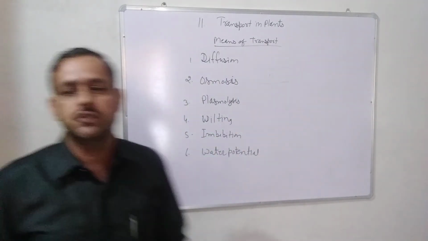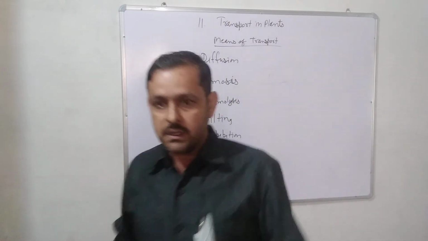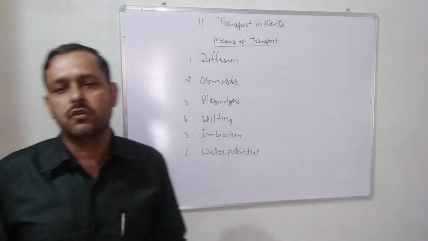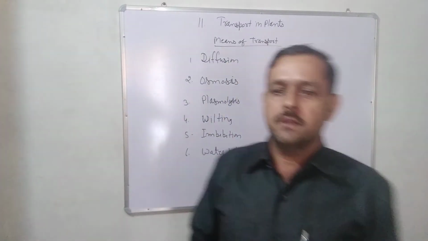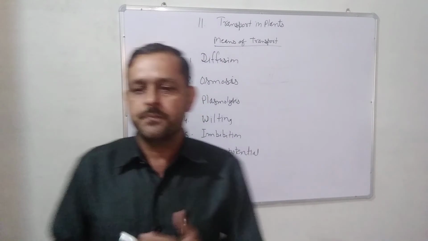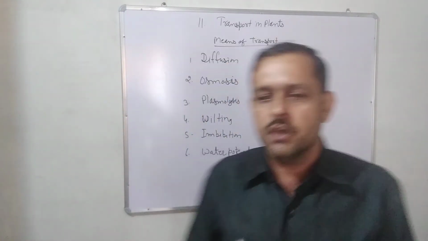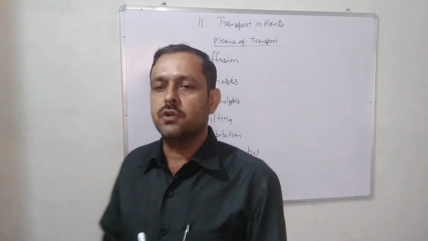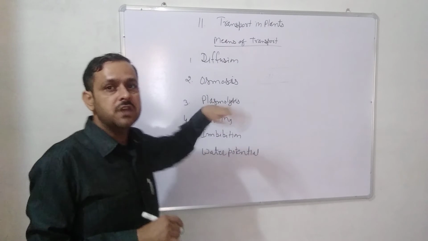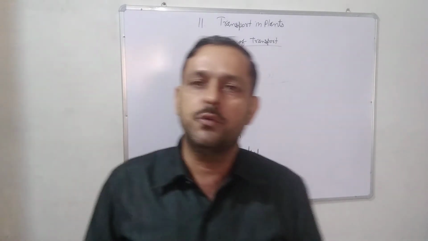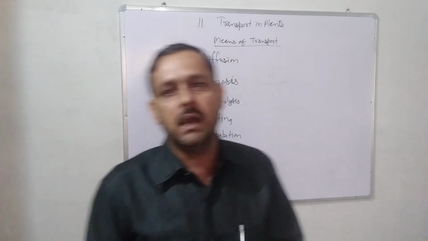First of all, diffusion. The movement of the molecules of gas, liquid and solutes from a region of higher concentration to lower concentration is called diffusion. The movement of molecules of gases, liquid and solute, or we can say solid, from the region of higher concentration to lower concentration is called diffusion. Osmosis is just the adverse of diffusion, but there is the presence of a semi-permeable membrane.